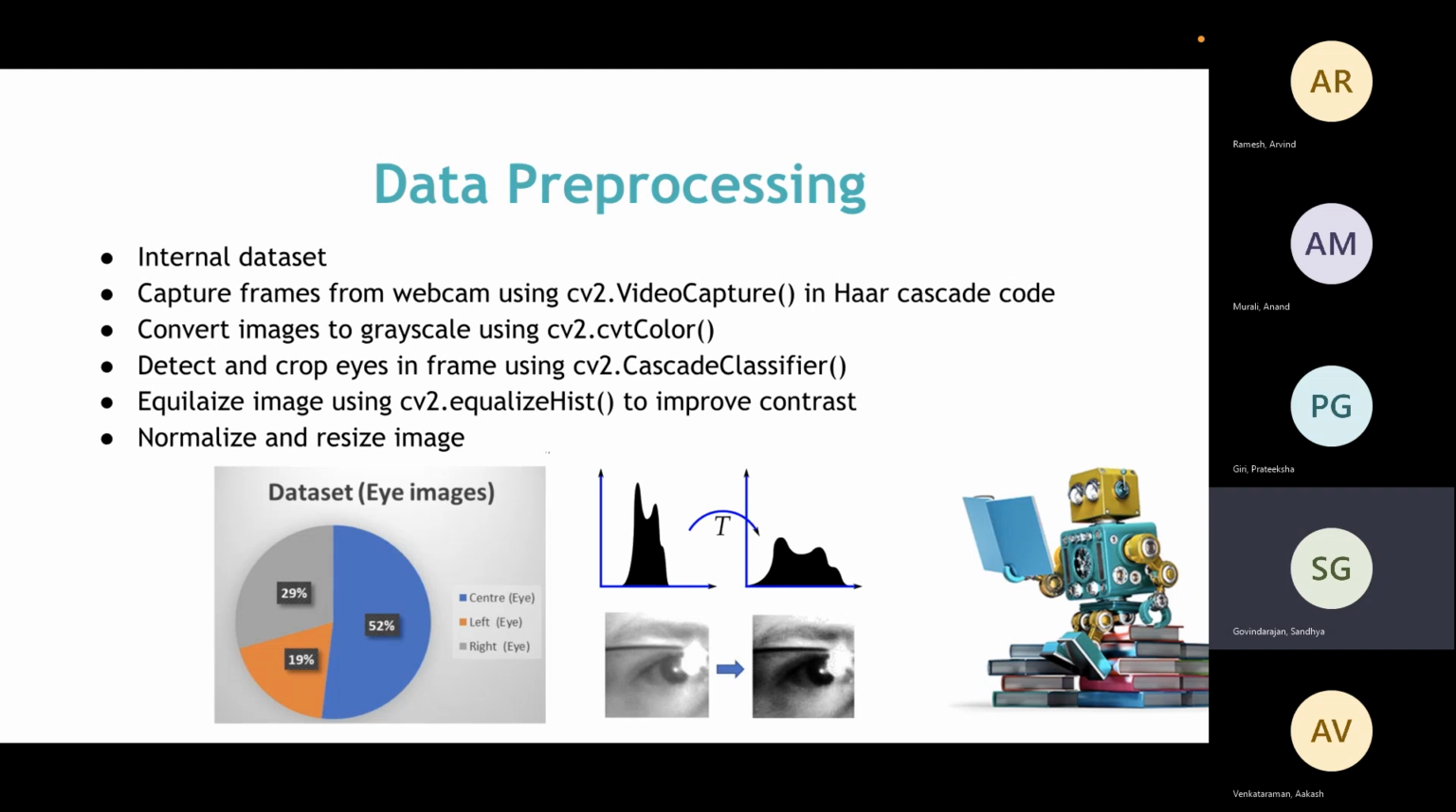Moving on to the data pre-processing. The internal data set was captured from different frames in the webcam, and we used the CV2 video capture function to capture these images. We converted the images to grayscale, and we also cropped the eyes from the images because that was the data relevant to our project. We also equalized the image using the equalize histogram function to improve the contrast, and we normalized and resized the images.